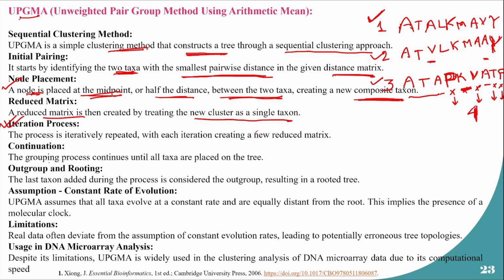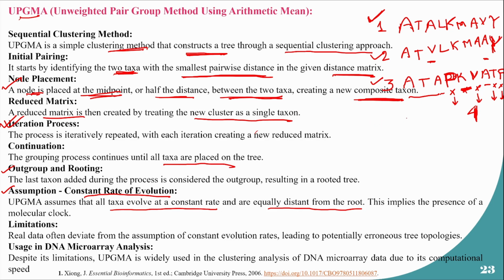Grouping processes continue until all taxa are placed on the tree, and then you have to do some outgroup rooting, etc. Some assumptions are mentioned here. The UPGMA method assumes a constant rate of evolution, so that all taxa evolved at a constant rate and are equally distanced from the root.